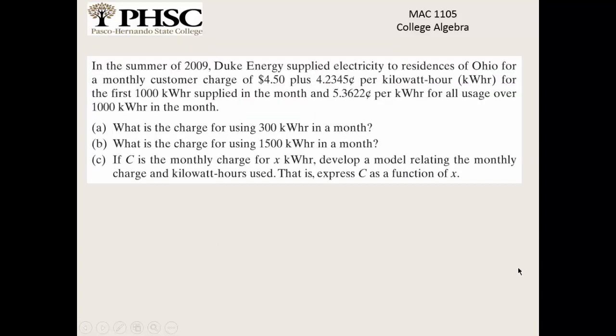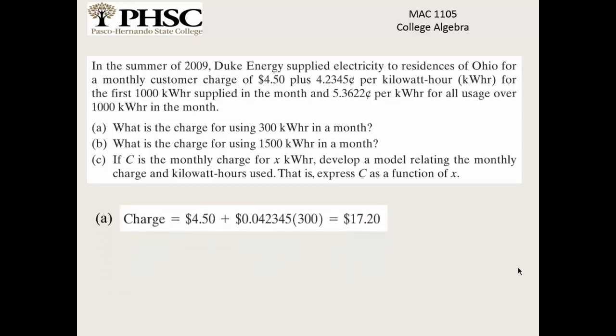So here's an example. In the summer of 2009, Duke Energy supplied electricity to residents of Ohio for a monthly customer charge of $4.50 plus 4.234 cents per kilowatt hour for the first 1,000 kilowatt hours supplied in a month, and then 5.3622 cents per kilowatt hour for all the usage that's over 1,000 kilowatt hours in a month. So what is the charge for using 300 kilowatt hours? What is the charge for using 1500 kilowatt hours in a month? And if C is the monthly charge for x being the kilowatt hours, let's develop a model relating the monthly charge to the kilowatt hours used, that is, express C as a function of x. And we'll go ahead and do those three parts.